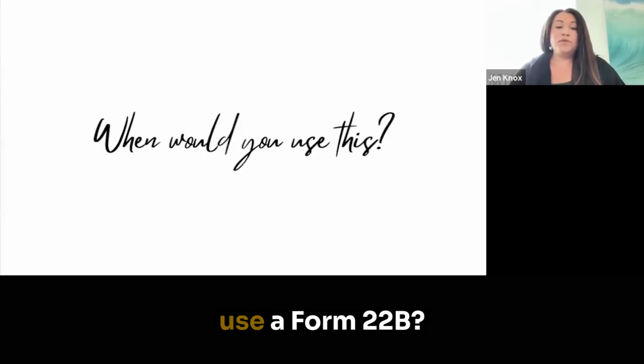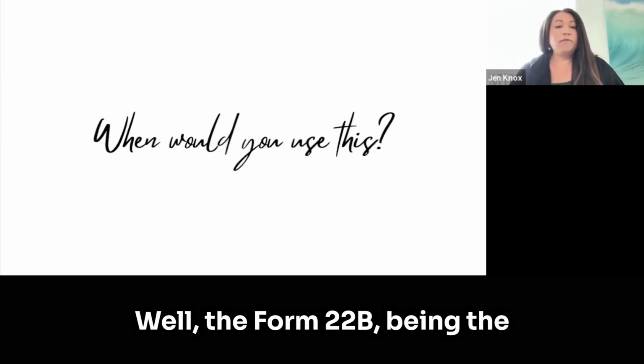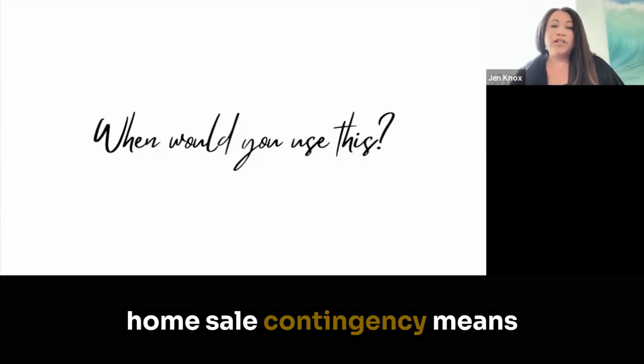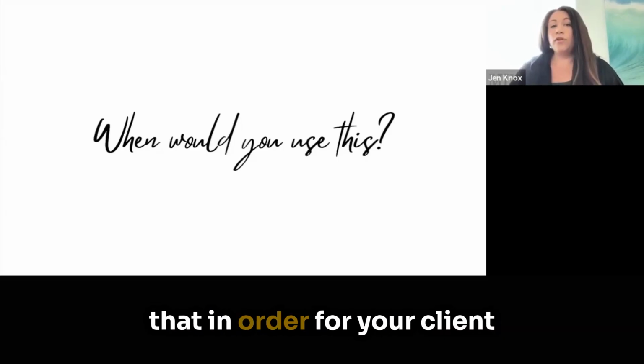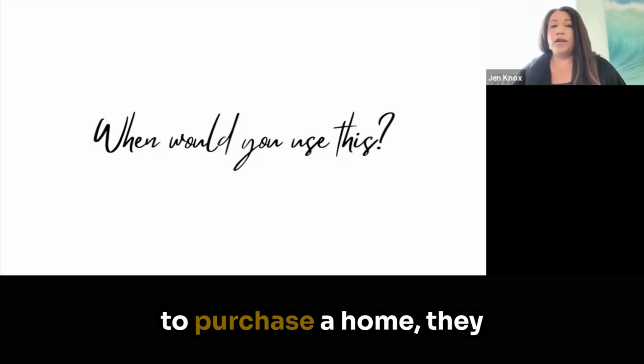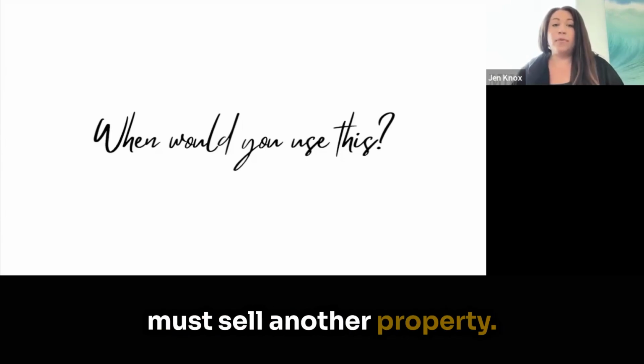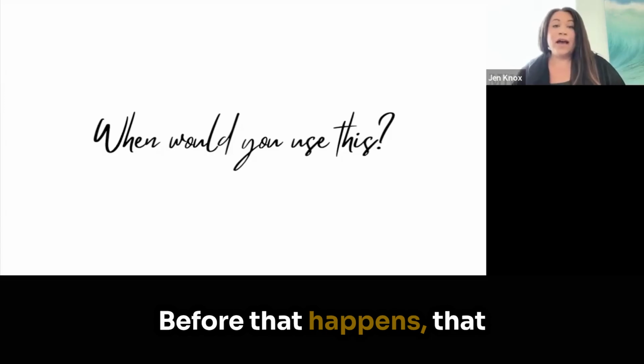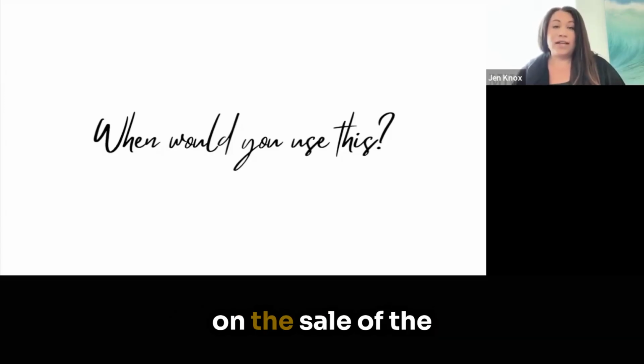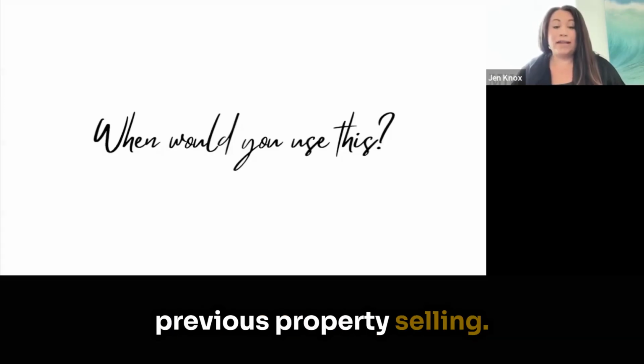So when would you use a Form 22B? Well, the Form 22B, being the home sale contingency, means that in order for your client to purchase a home, they must sell another property before that happens. That sale will be contingent on the sale of the previous property selling.